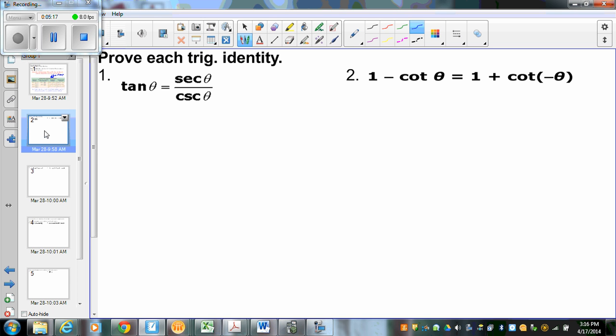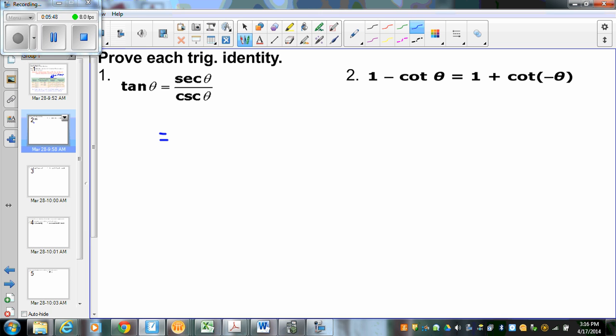And when you're trying to decide which side to work with, you want to start usually with the most complicated side, the side that has the most stuff on it. You don't want to touch the other side at all. So for example, here in number 1, the right-hand side of the equal sign contains more stuff. So I'm going to try to simplify it until it turns into tangent of theta. I'm not going to change tangent of theta at all. So I'm going to start with secant and cosecant.